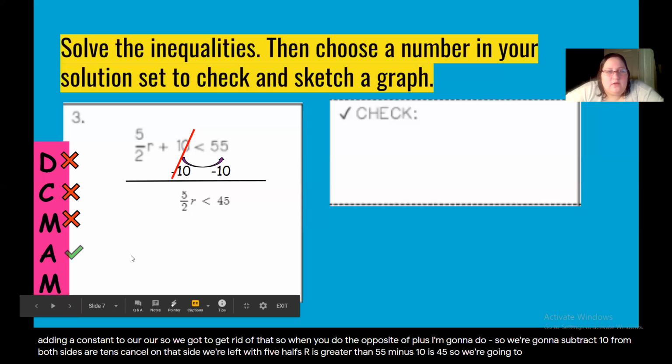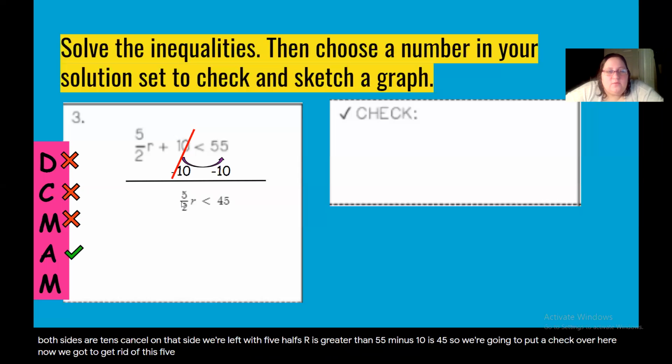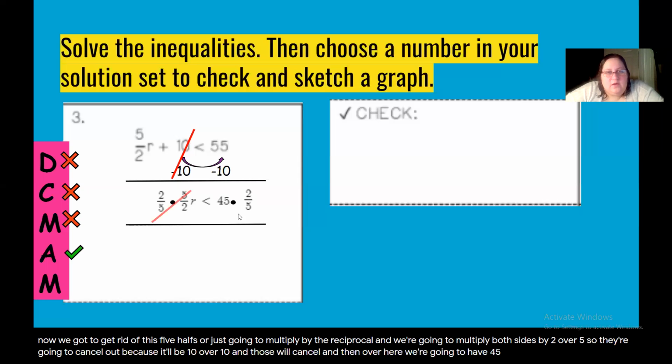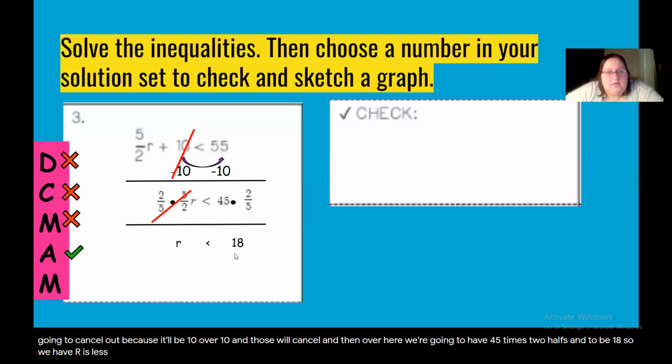So we're going to go ahead and put a check over here. Now we got to get rid of this 5/2. So we're just going to multiply by the reciprocal. And we're going to multiply both sides by 2/5. So they're going to cancel out because it'll be 10/10 and those will cancel. And then over here, we're going to have 45 times 2/5. And it's going to be 18. So we have r is less than 18.